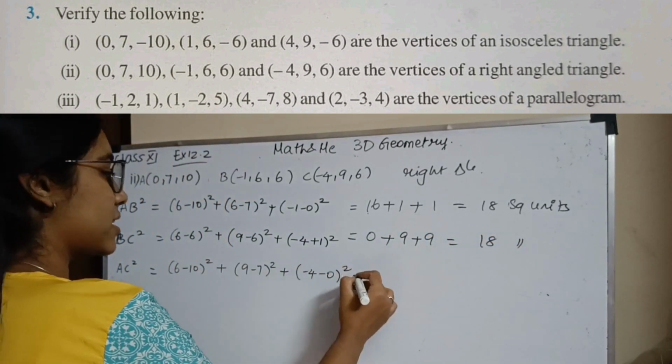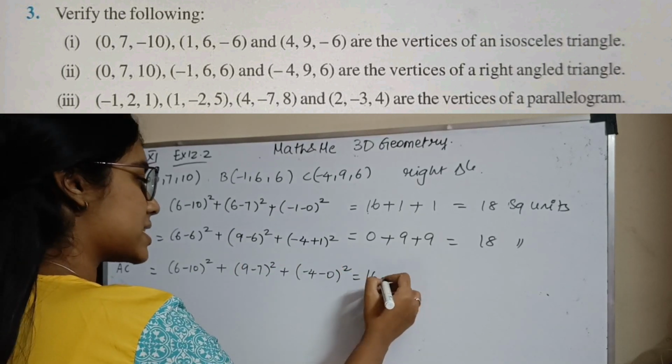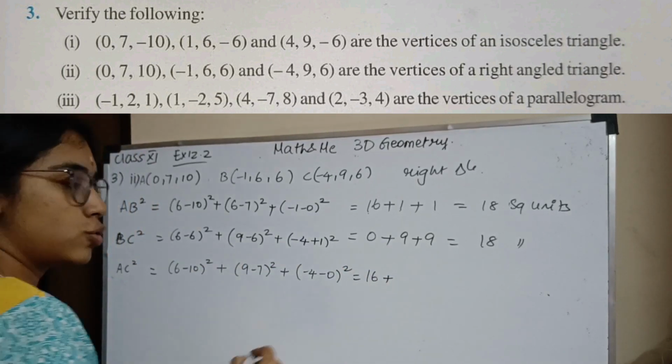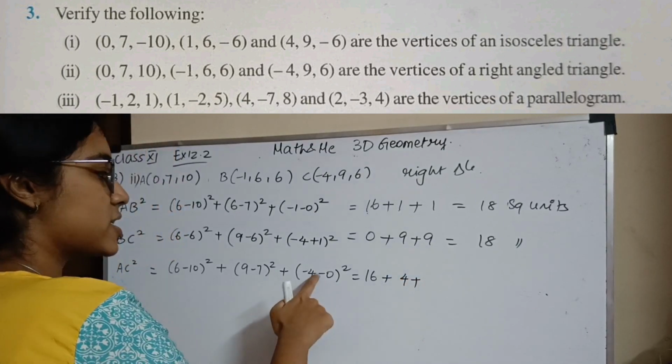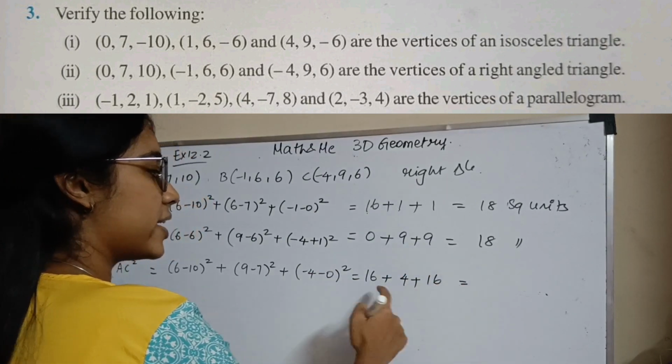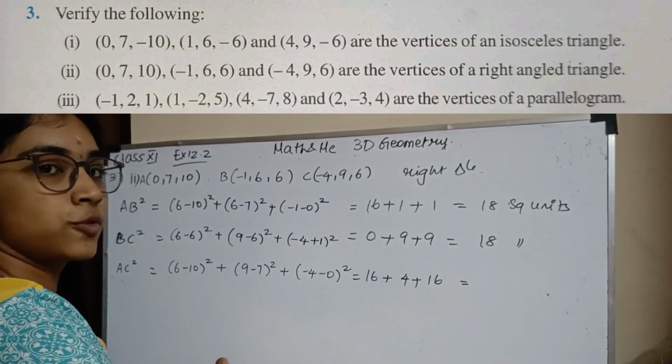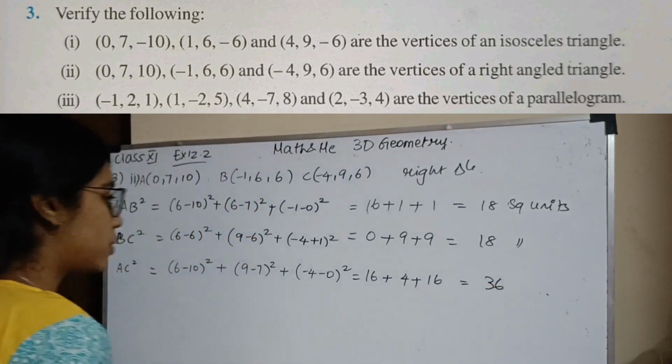Similarly, 6 minus 10. What will I have? Minus 4 the whole square is 16, plus 9 minus 7 is 2. 2 square is 4. Plus minus 4 the whole square is again 16. So I have 16 plus 16, 32. 32 plus 4 is 36. Okay. So what do I have?